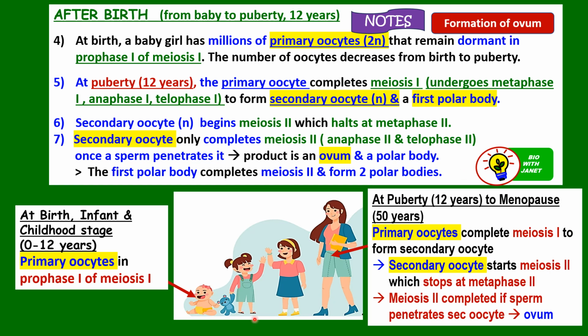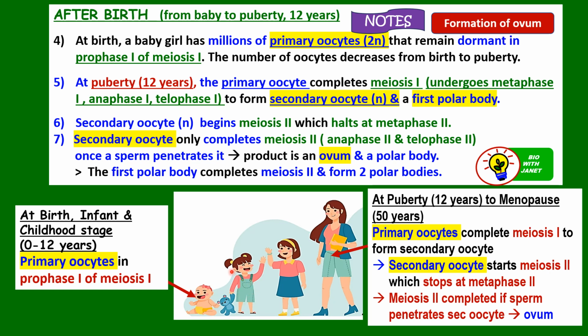Okay. So in this picture here, we see the stages in the growth of a girl or a female. So at birth, then at infant stage to childhood stage, that means 0 to 12 years, there are many primary oocytes already in the prophase 1 stage of meiosis 1. Alright, so no more primary oocytes will be produced in the ovaries for the girl here.